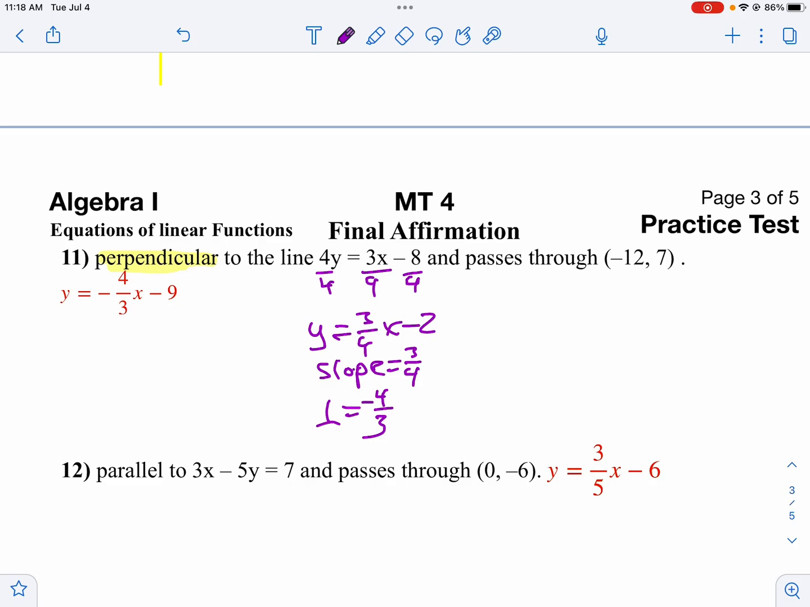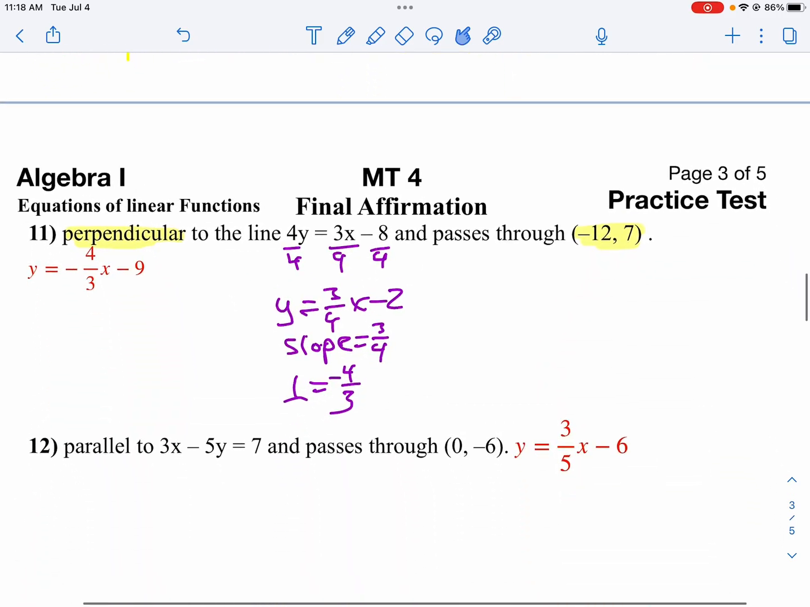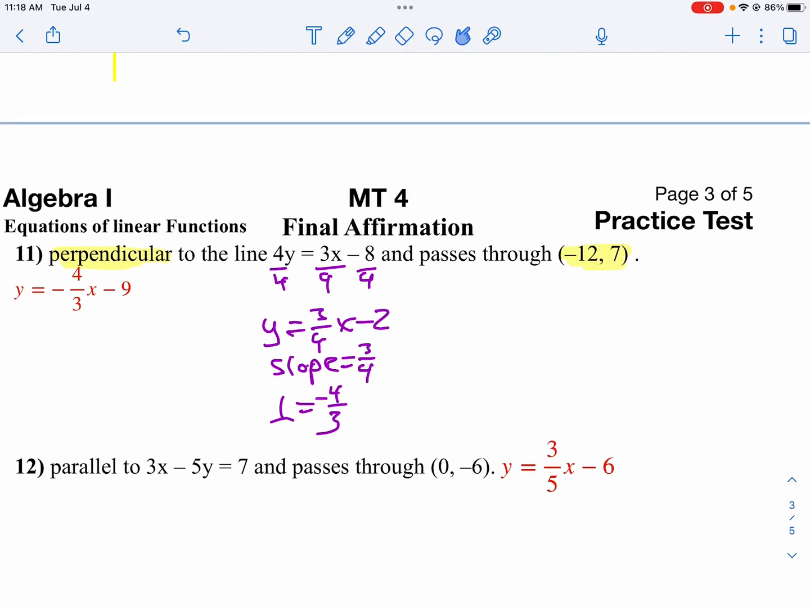So now let's write this equation that goes through the point negative 12, 7. It says write it in slope-intercept form, or does it? No, it just says write the equation of the line. Did I give an equation? Oh, 10 through 14, I want slope-intercept form. So I'll write this in slope-intercept form anyway.